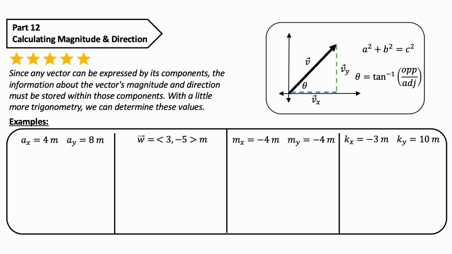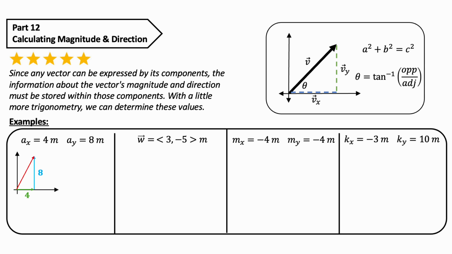But you have to be able to go from one of those to the other, because both are full and complete information about the vectors. So if I tell you that we have a vector A that has an x component of positive 4 and a y component of 8, what would that vector look like?